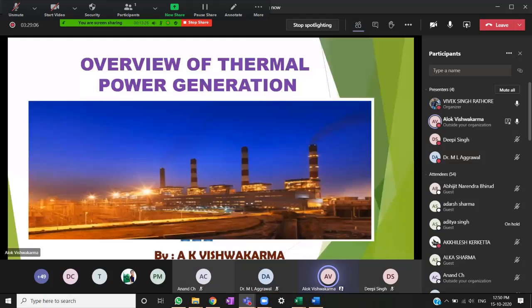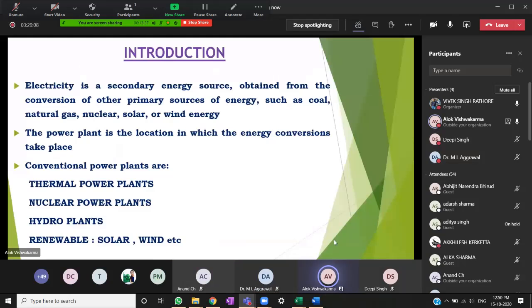It's basically a secondary energy source. It is not a primary energy source like coal, nuclear, solar or wind energy. So electricity can be produced from the energy of other primary energy sources. Like in thermal power plants, we burn the coal and we produce the electricity. So this is a secondary energy source.